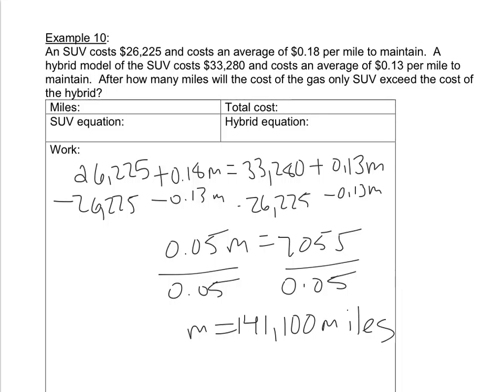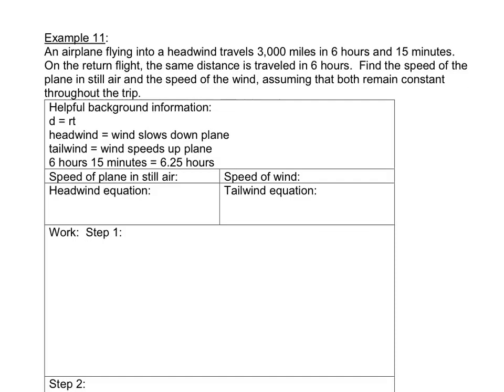So let's take a look at one more problem. Alright, so if we look at this, it says an airplane flying into a headwind travels 3,000 miles in 6 hours and 15 minutes. On the return flight, the same distance is traveled in 6 hours. Find the speed of the plane in still air and the speed of the wind, assuming that both remain constant throughout the trip. Okay, so let's look at this. So remember, we're going to be using, again, distance equals the rate times the time. Now, see here how it says 6 hours, 15 minutes is 6.25 hours. The way you get that is 15 divided by 60, because there's 60 minutes in an hour, is 0.25.